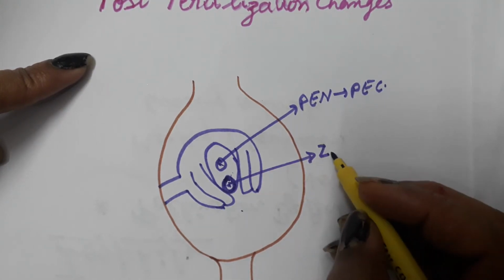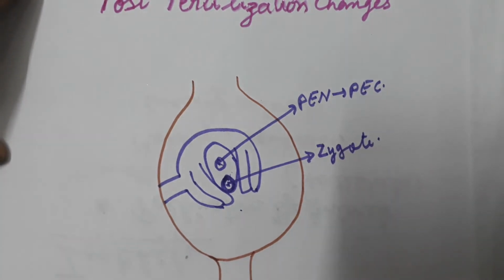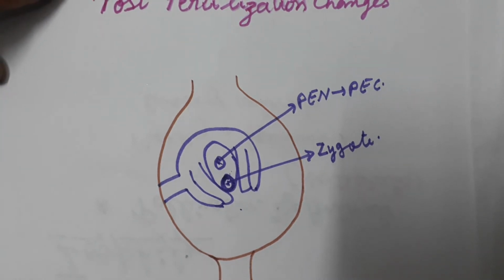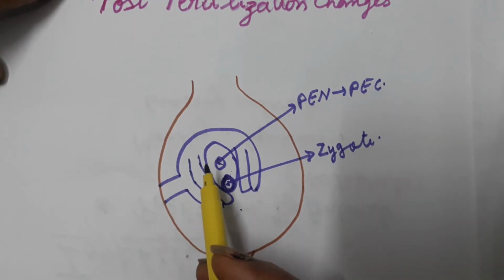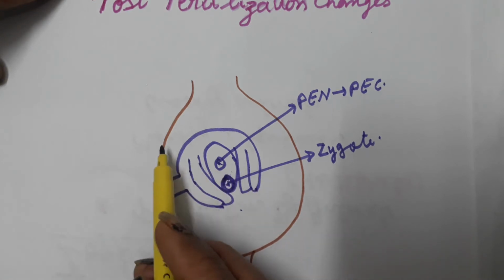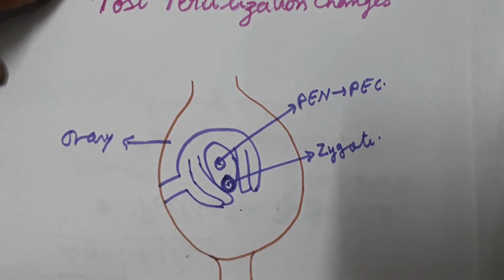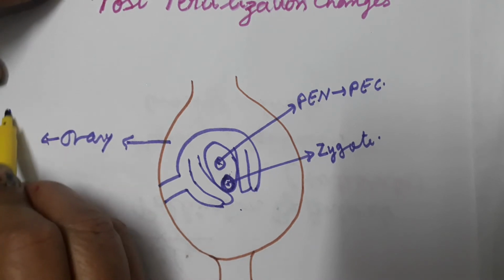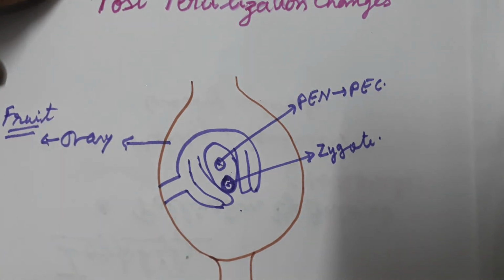Now the post-fertilization changes we are going to discuss here. Before we discuss post-fertilization changes, what structures are going to change after fertilization and what are their fates, we are going to discuss here. This is the ovary. Ovary after fertilization changes into fruit. Or the fruit wall, that is pericarp, is produced from the ovary after fertilization.